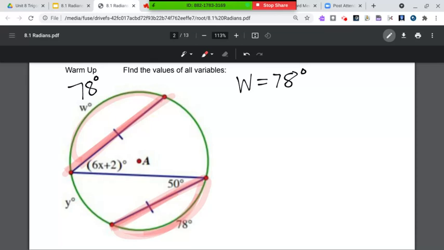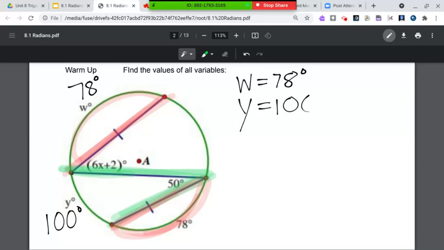Okay? We have here an inscribed angle. Let me highlight that in green. Remember, you heard this term a lot last unit. An inscribed angle will be half of its arc measure. So if the inscribed angle is 50, okay. If the inscribed angle is 50, then the arc would be what? 100 degrees. So y equals 100.